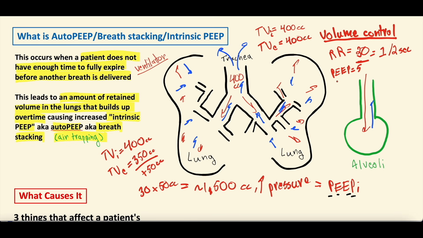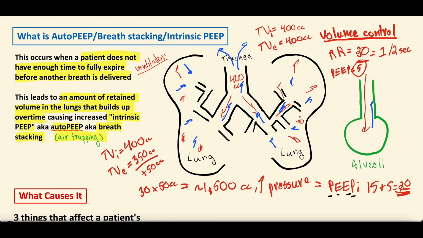But auto-PEEP or intrinsic PEEP is PEEP that we did not set, that we don't want. It is PEEP that's added on to the PEEP you set on the ventilator. So let's say the intrinsic PEEP is 15. The total pressure in the lungs then when the patient is done expiring is that intrinsic PEEP plus the PEEP you set. So it'd be 20, and that's a lot of pressure in the lungs. That's a lot of pressure they're seeing.